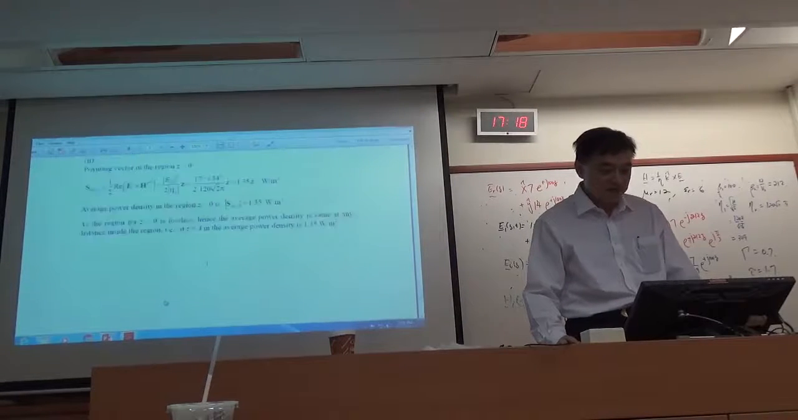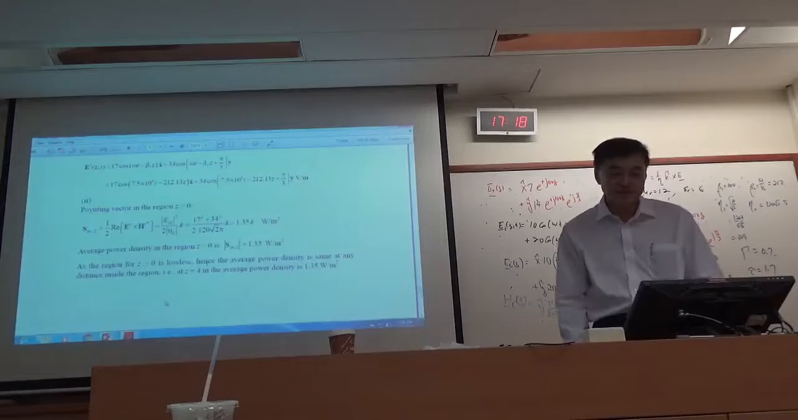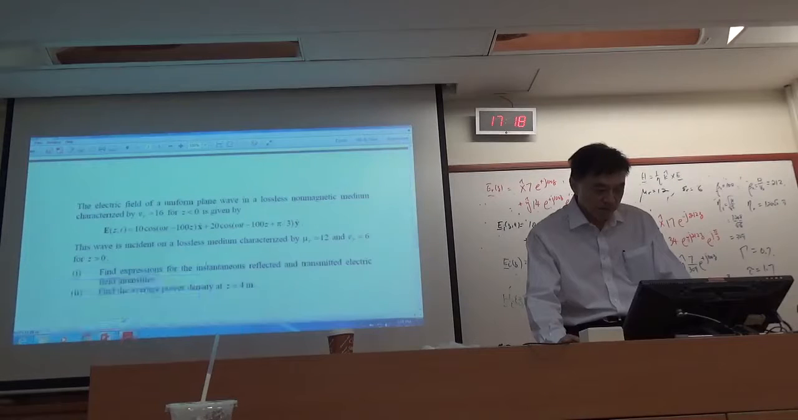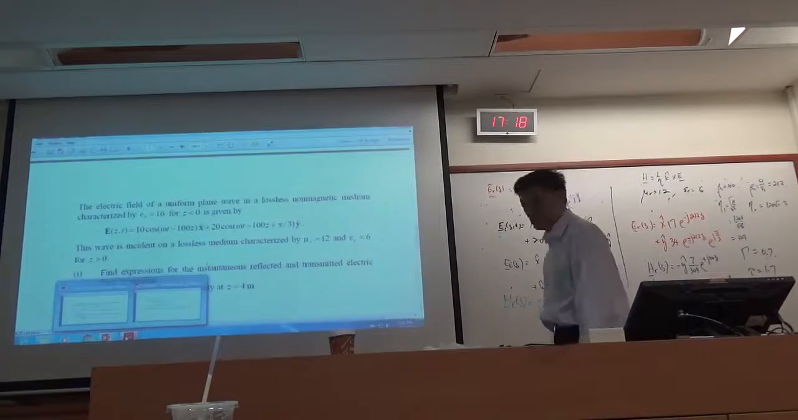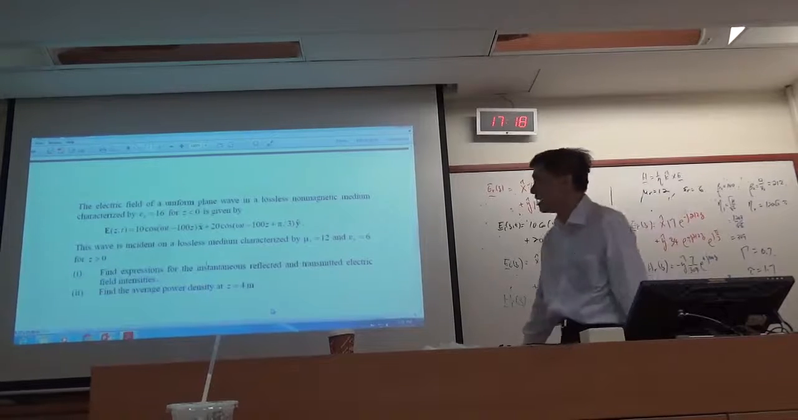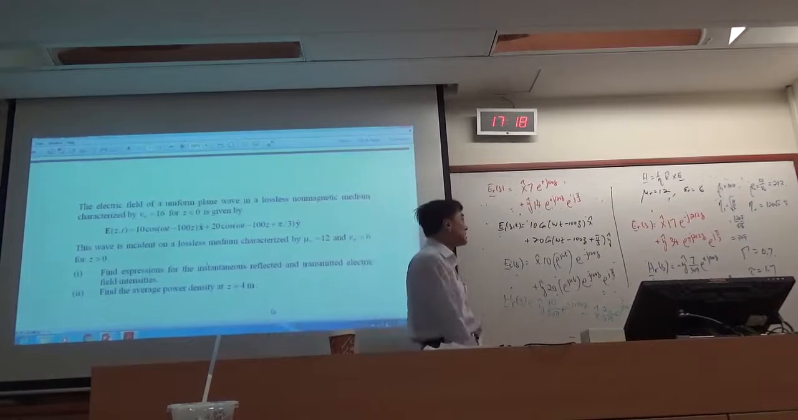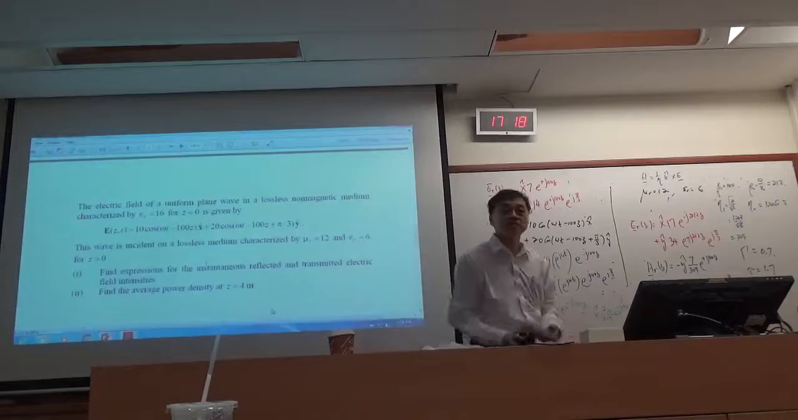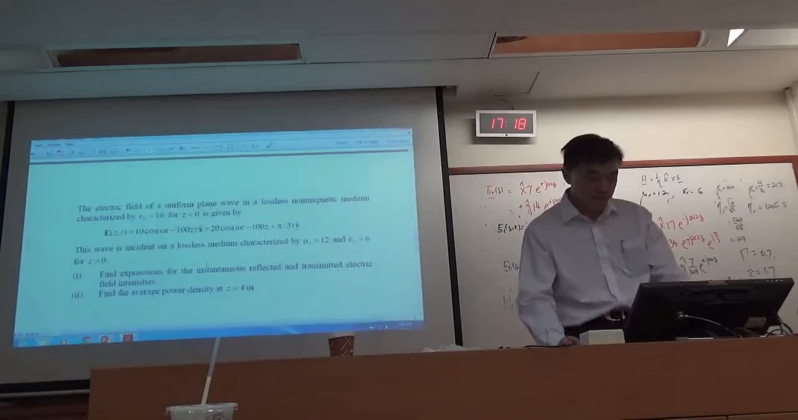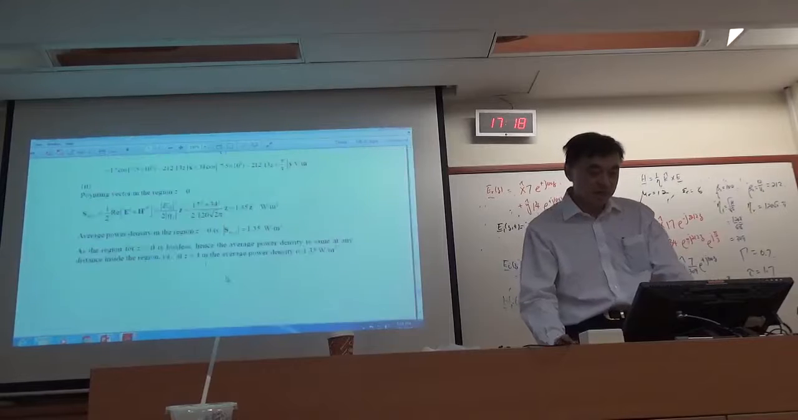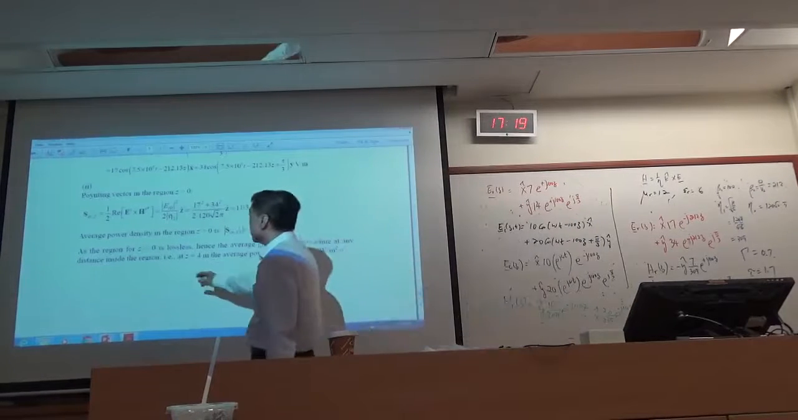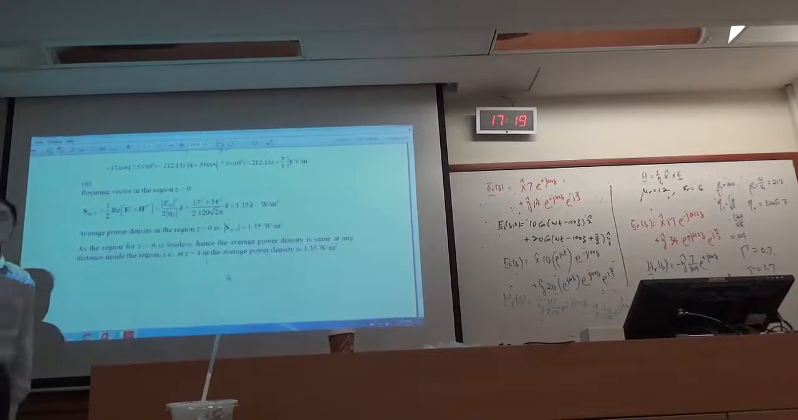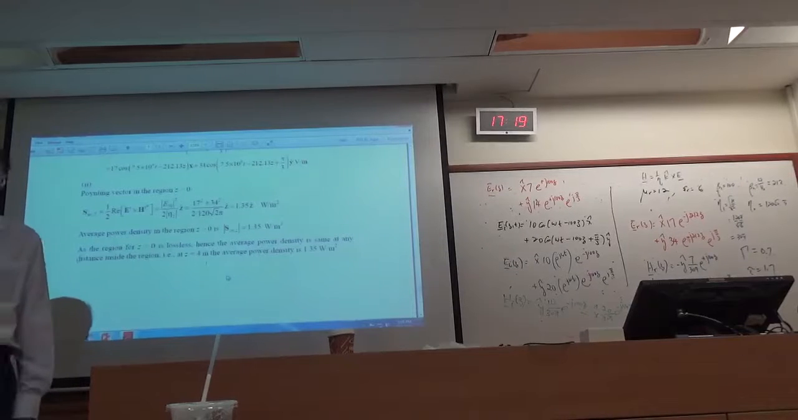Now, the last one, they ask you what is the Poynting vector at Z equal to 4 meter. What is the average power density at Z equal to 4 meter? So basically, just substitute Z equal to 4 in here, and then find the Poynting vector equal to half of real E cross H conjugate. Just substitute inside here, which is equal to this one. Z equal to 4. Now, but do you really need to substitute at Z equal to 4?